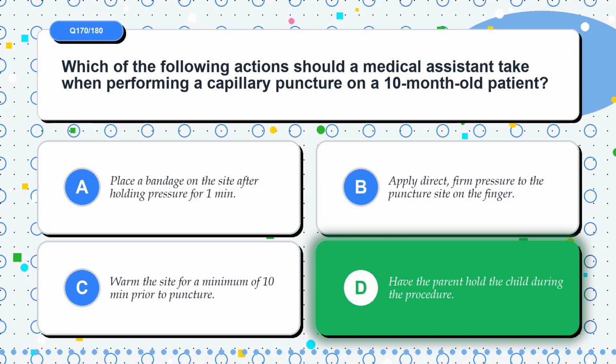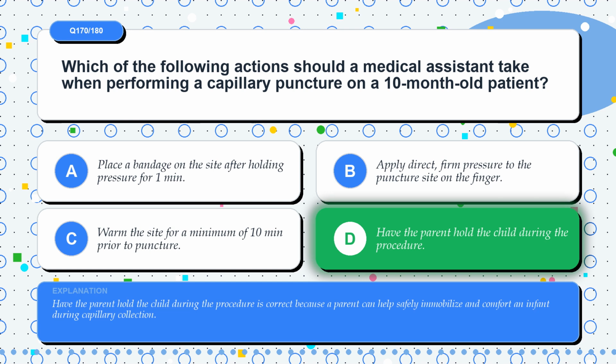The correct answer is option D. Have the parent hold the child during the procedure. Have the parent hold the child during the procedure is correct because a parent can help safely mobilize and comfort an infant during capillary collection.